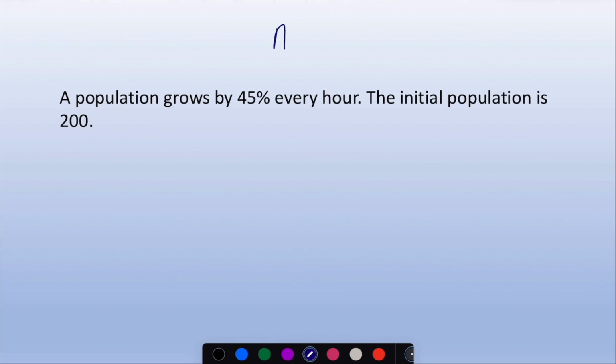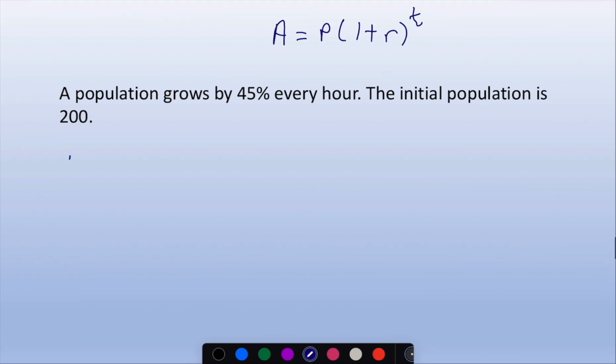I'm just going to put it up here. Okay. And it says a population grows by 45% every hour. The initial population is 200. So all we're going to do is set up an equation that stands for that information. Okay. So we're just going to practice doing that. So the initial population is 200. It is a growth rate.